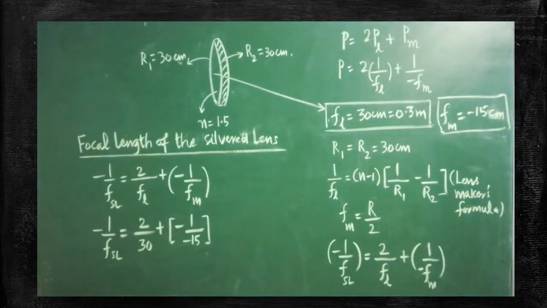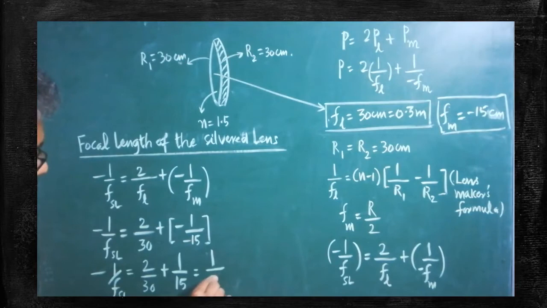We will continue the step here. Minus 1 by FSL, FSL means focal length of the silvered lens, which is equal to 2 divided by 30. Here that plus sign is there. If this 2 minus, they can be simplified as plus. 1 divided by 15 can be written. After simplification you will get 1 divided by 7.5. Are you clear? You just compare this FSL with the denominator of the answer. So FSL becomes 7.5.